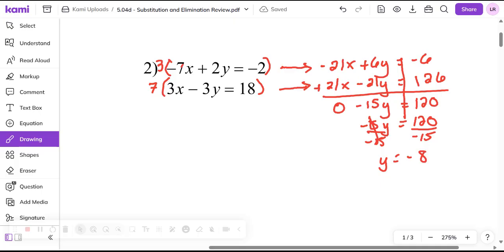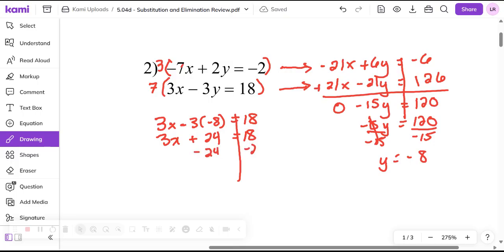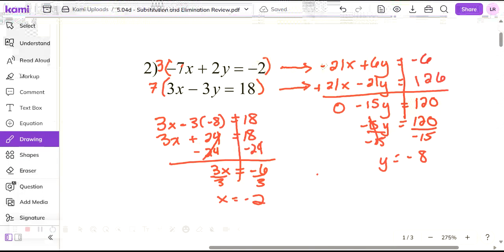Now I'm going to plug this back in. This time I'm going to choose to use the bottom equation. I just feel like using a different one. So 3x. Now we know the answer for y is negative 8. So negative 3 times negative 8 is positive 24, and 3x plus 24 equals 18. I solve this equation to find x. I subtract 24 from both sides, and I'm getting 3x equals 18 minus 24, which is negative 6. Divide both sides by 3, and I get negative 2.